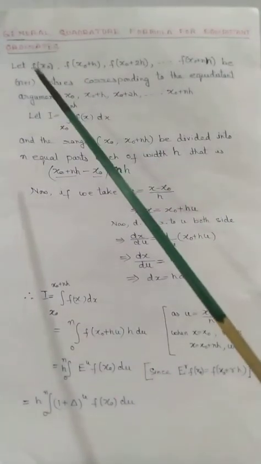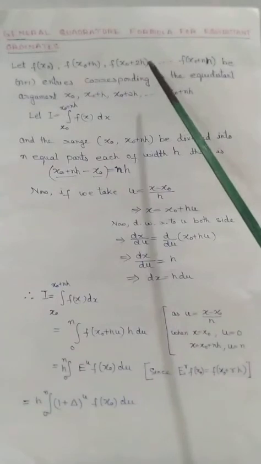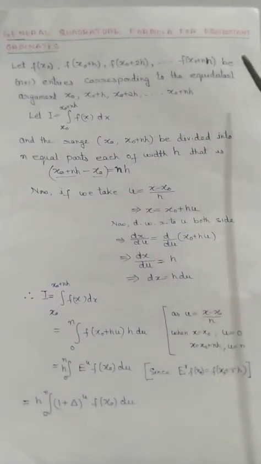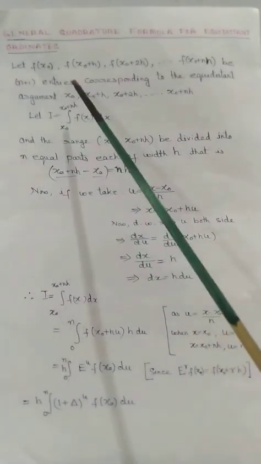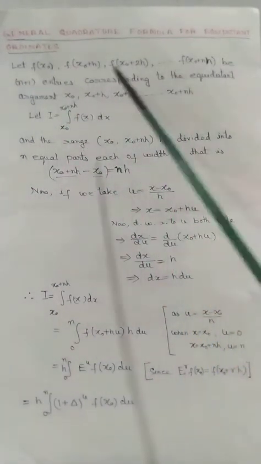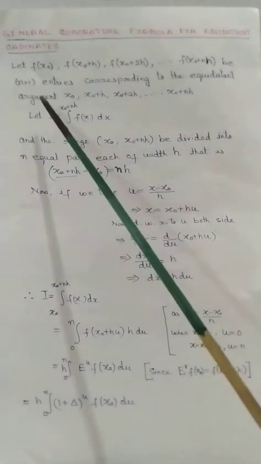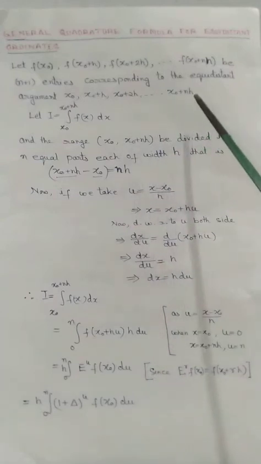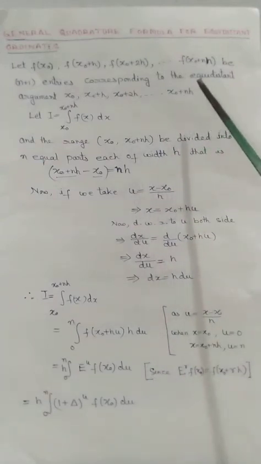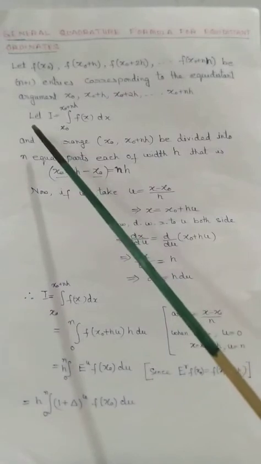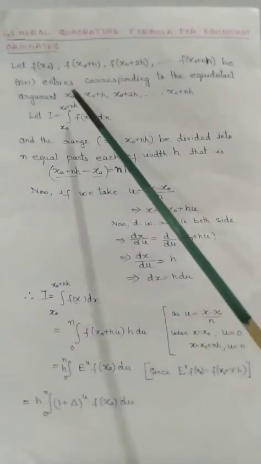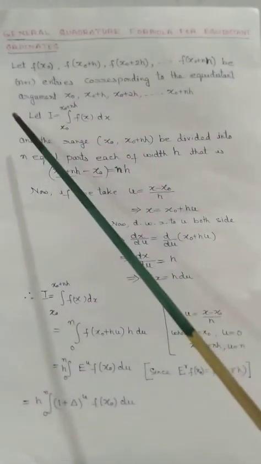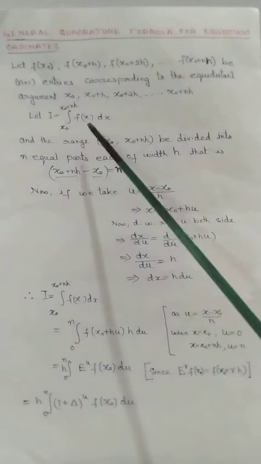So let f of x naught plus h, f of x naught plus twice h, up to f of x naught plus nh be the n plus 1 entries. These are the entries corresponding to the equidistant arguments x naught plus h, x naught plus twice h, up to x naught plus nh. Now let us suppose we have to integrate this. This is a definite integration, that means the limits are there. So let us try to integrate this numerically.